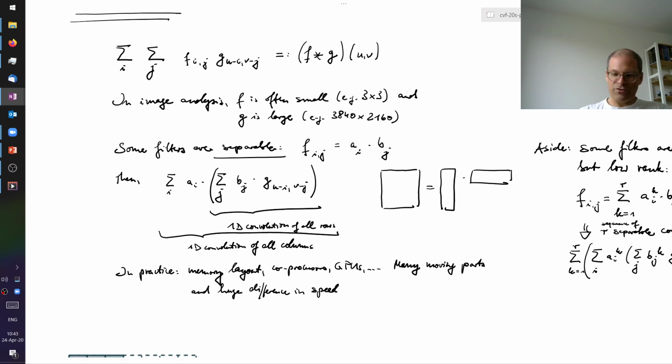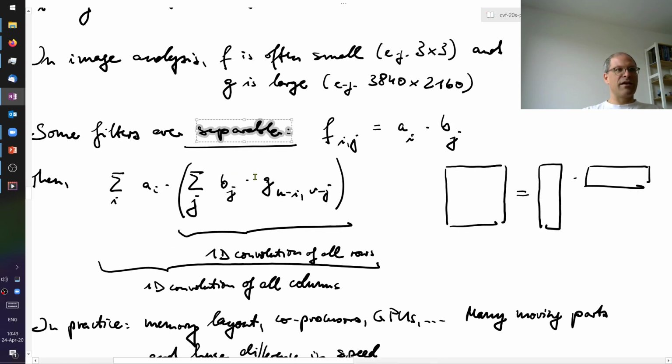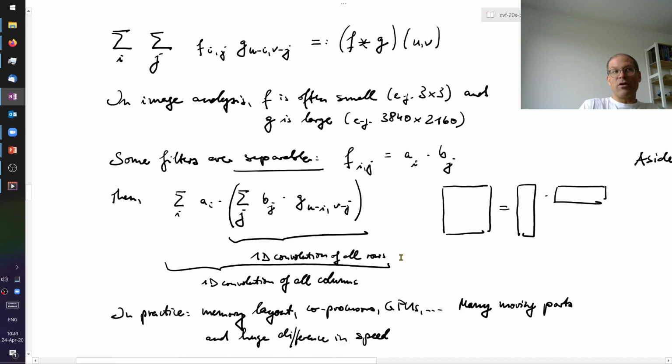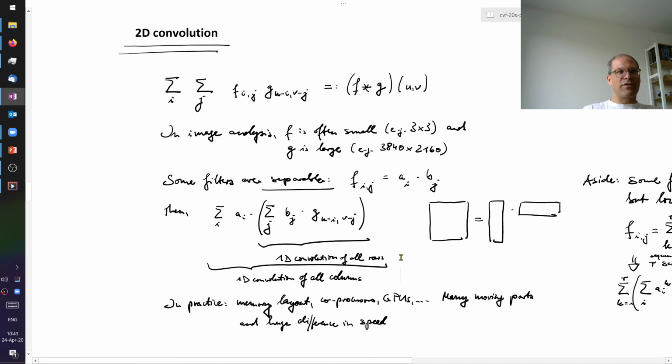And so in practice, this means that if a filter is, and that's the technical term here, if a filter is separable, then I can rewrite my convolution like so. I first convolve all the rows of my image with a 1D filter, and then the result image, I convolve all the columns with the second filter, or vice versa, because we've learned that convolutions commute.